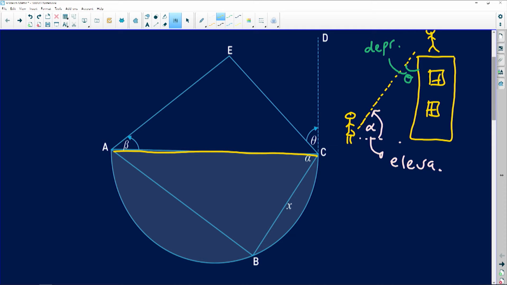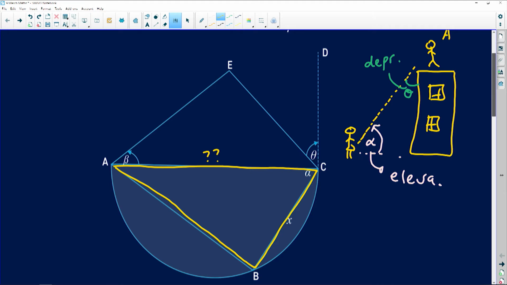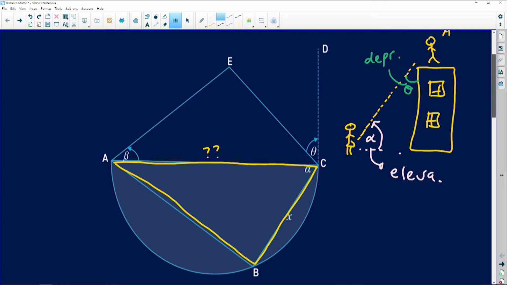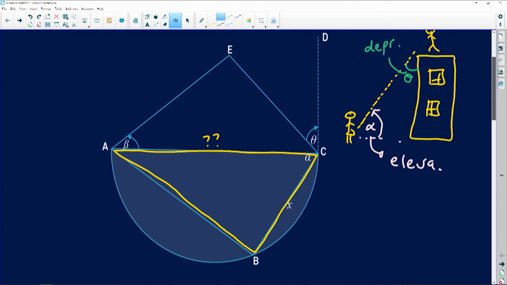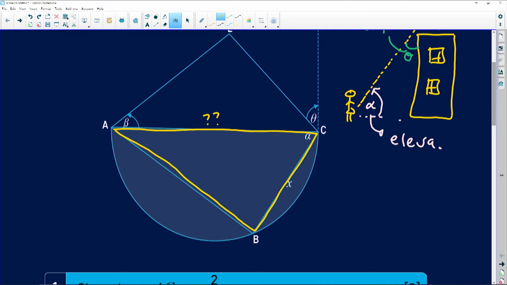Now, AC is a side in triangle ABC, which means I can focus on either triangle ABC or triangle AEC in an attempt to work out the length of AC. The problem here is you never really know which triangle to begin with until I tell you the following. The best triangle to use is a triangle that has got a minimum of 3 things. If you look at triangle ABC, so far we've got 2 things. We've got the angle alpha there, and we also know that the length of BC is equal to X there.